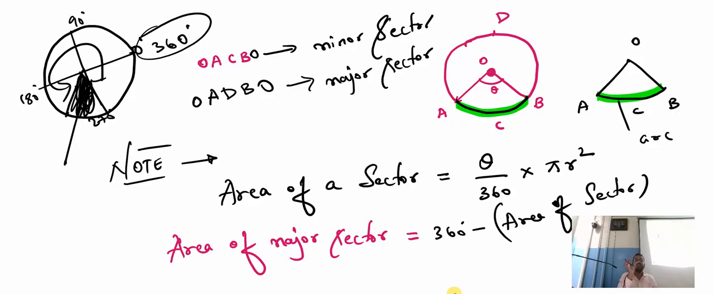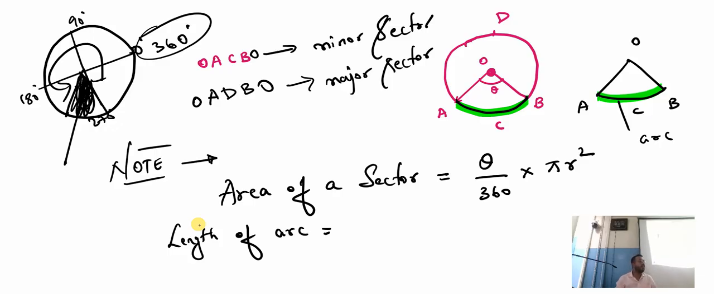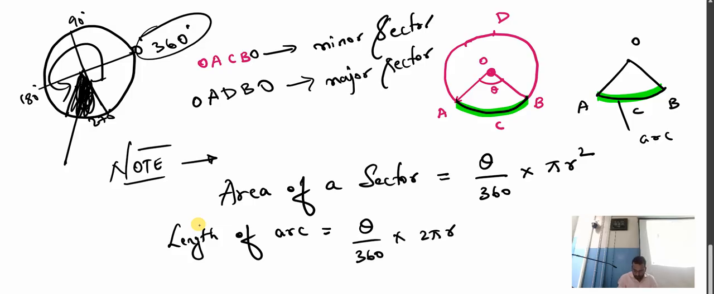Now I want to find this length. What do I want to find? Length of what? Arc. Which arc? Minor arc, but I just write length of arc. We have the formula to find the length of an arc: theta by 360 into 2 pi r. What is the formula to find the length of this arc? Theta by 360 into 2 pi r. Any doubts? Understood?